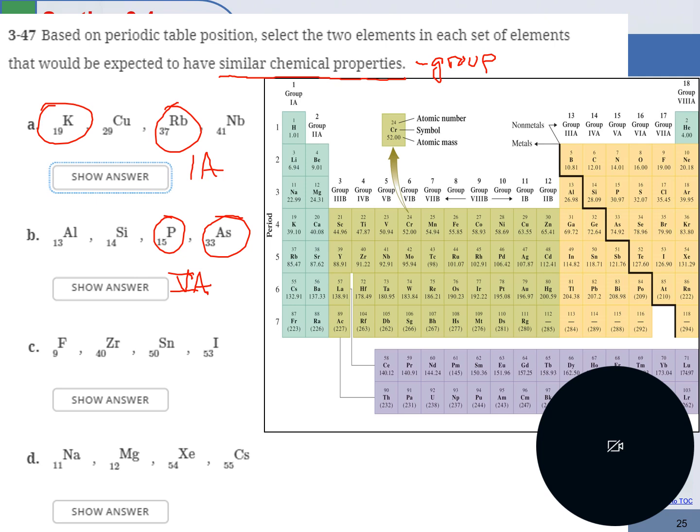For C, we would be looking for F and I. They would be a halogen, so they would be located in group 7A. And for D, we would be looking for sodium and cesium. They are located in group 1A.